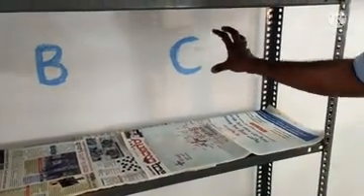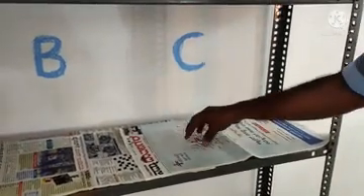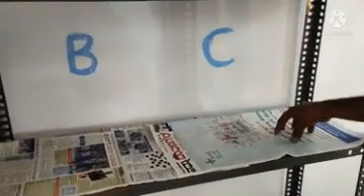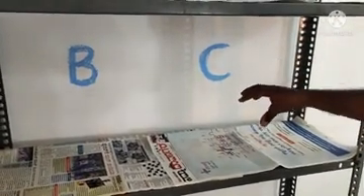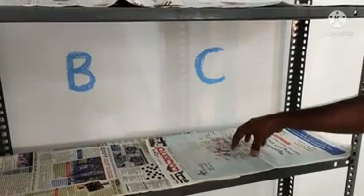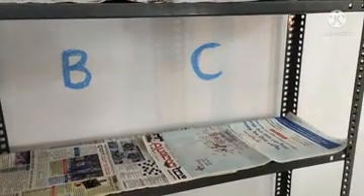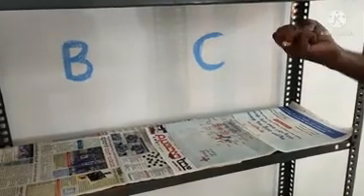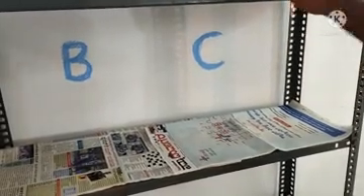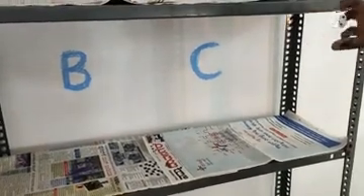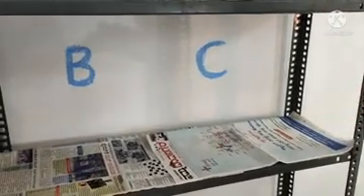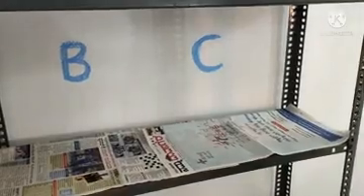Then C, pH of water samples. 2 water samples will be kept here, C1 and C2. In between these two, we are going to keep the required pH universal indicator solution. The students have to come to this place, collect whatever materials you require to conduct the respective experiment, go to your place and perform the experiments.